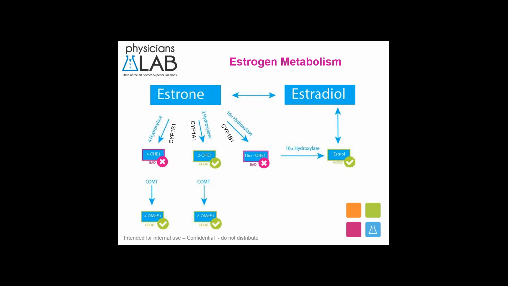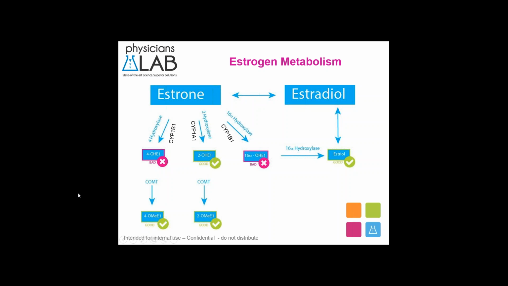We want to introduce B vitamins. We want to introduce antioxidants. We want to introduce methylated folate, all these things that support the pathway going down the 2-hydroxy pathway as opposed to the 16-alpha-hydroxy pathway or the 4-hydroxy pathway. Now, there's a saving grace if the patient is making 4-hydroxy or 16-alpha-hydroxyestrone. And the saving grace is phase 2 detoxification.